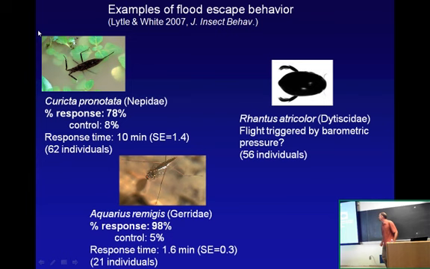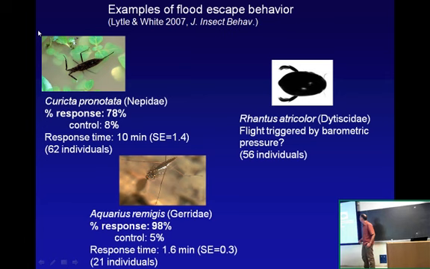And just to give you a sampling of some of these kinds of results, this water scorpion over here, we get about a 78% response rate compared to controls, which rarely come out. And they come out quickly. It takes about 10 minutes of rainfall for them to be convinced that something bad, such as a flash flood, is going to be correlated with that rainfall event. Water striders literally jump out of the water and stay out. They're very good at dealing with this, very reliable, response time of less than 2 minutes.